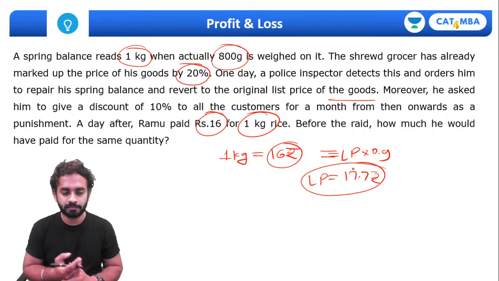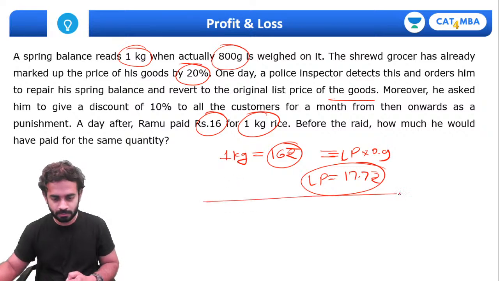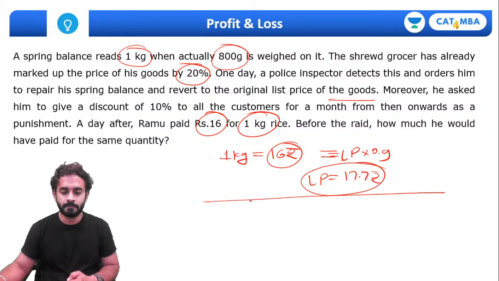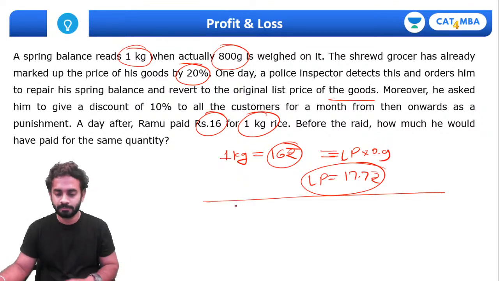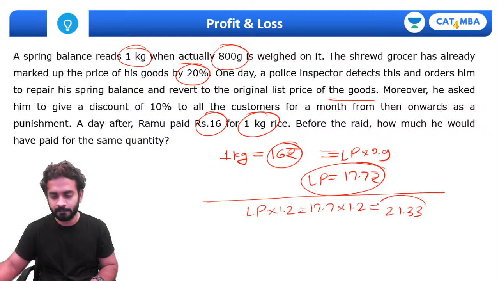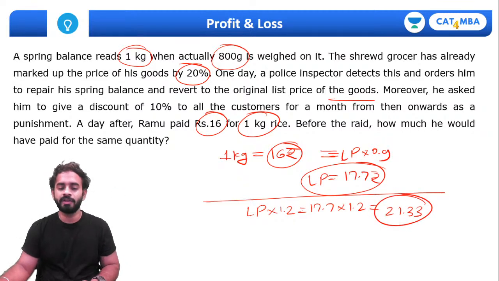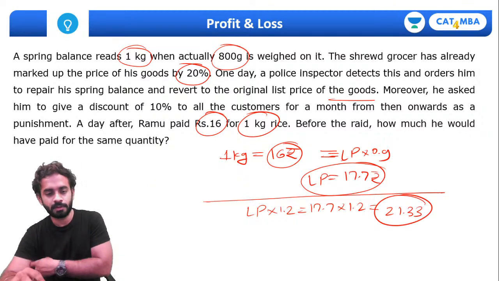And what that person had done, he has increased it by 20%. So we'll have to multiply the list price by 1.2, because it is a 20% increase. So 17.7 multiplied by 1.2, you will get 21.33. So 21.33 is his increased amount, right?